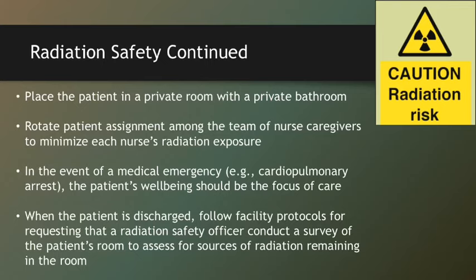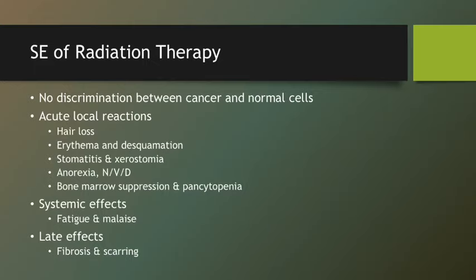Rotate the patient assignment. Make sure that you have proper signage. And if the patient codes or something like that, you should take care of the patient, because probably a one-time exposure to a patient who's getting radiation therapy is not going to harm you unless you're pregnant. And then after discharge, the radiation control officer needs to come up and test the room.